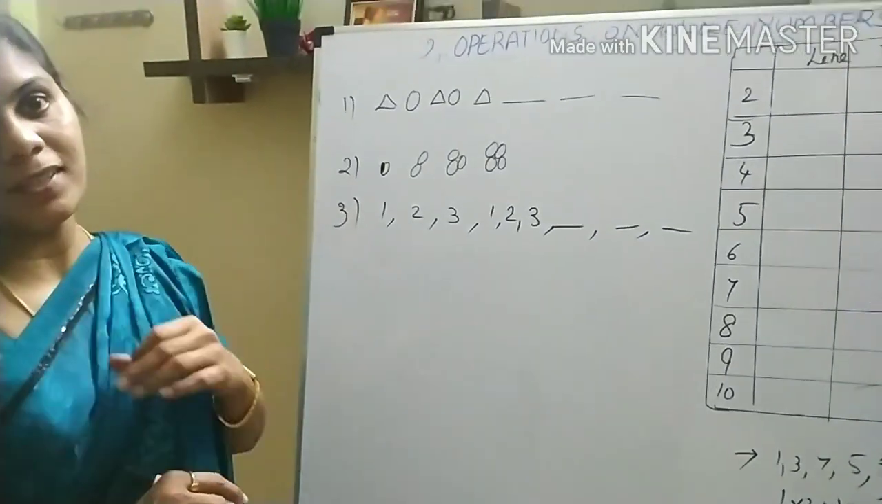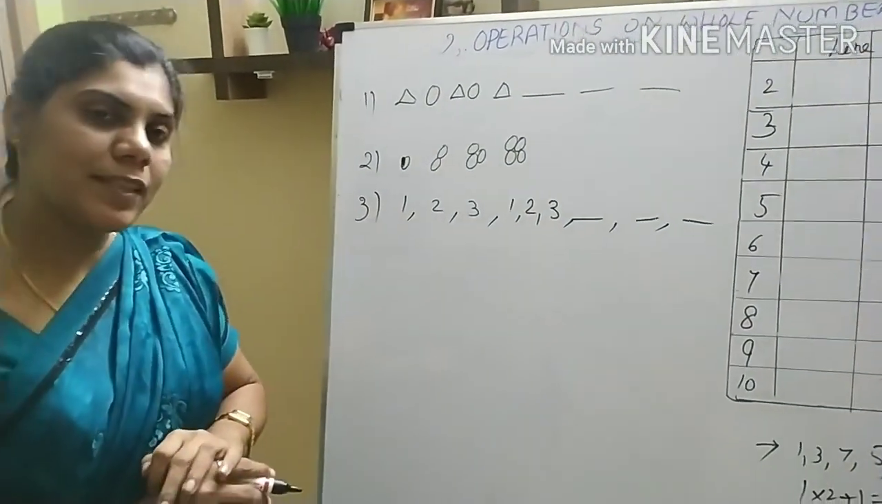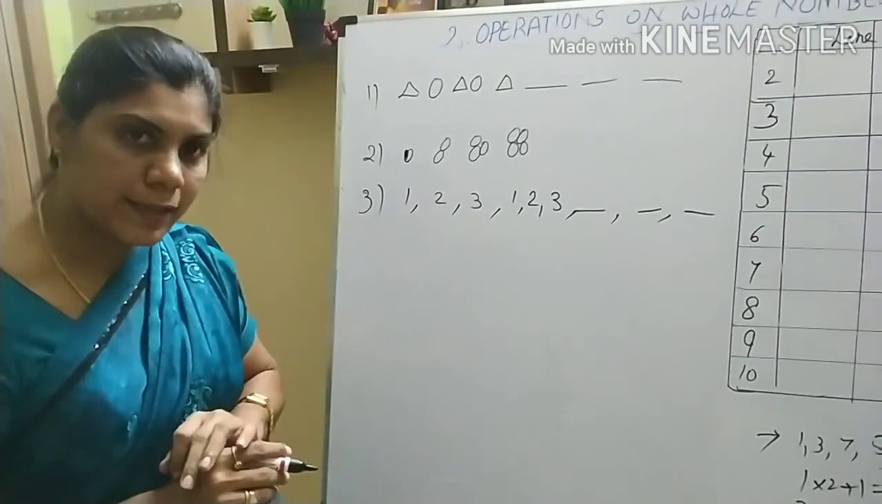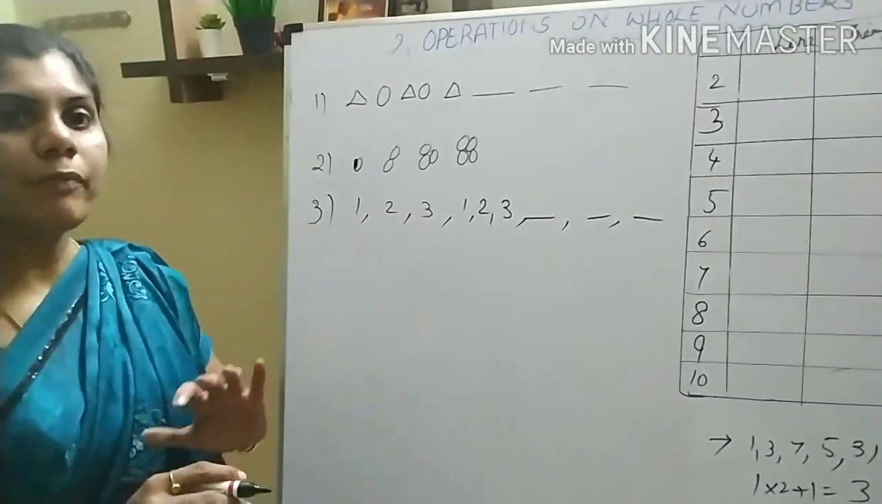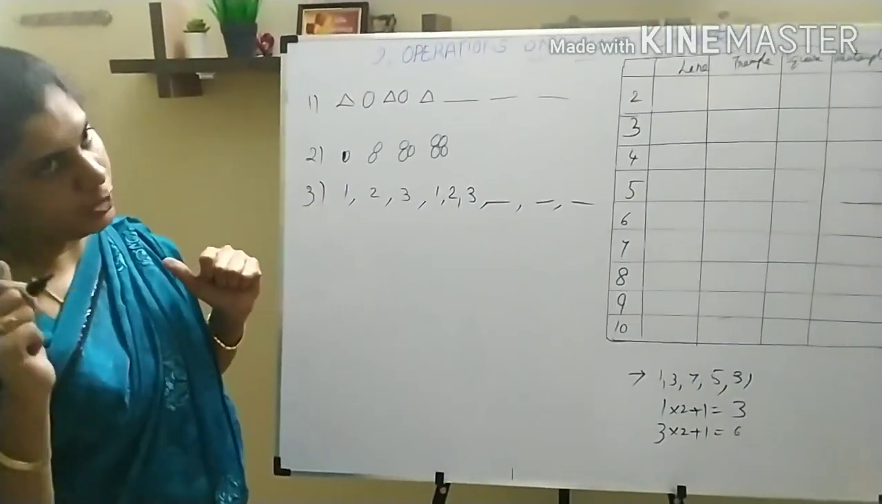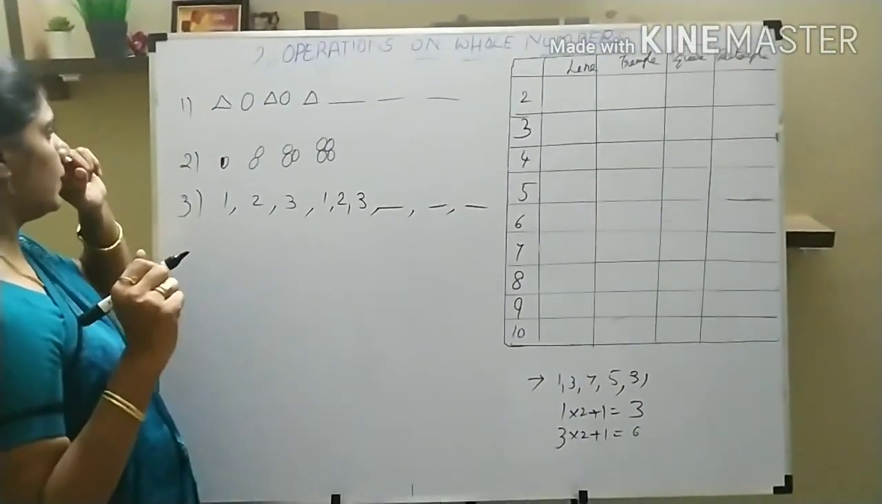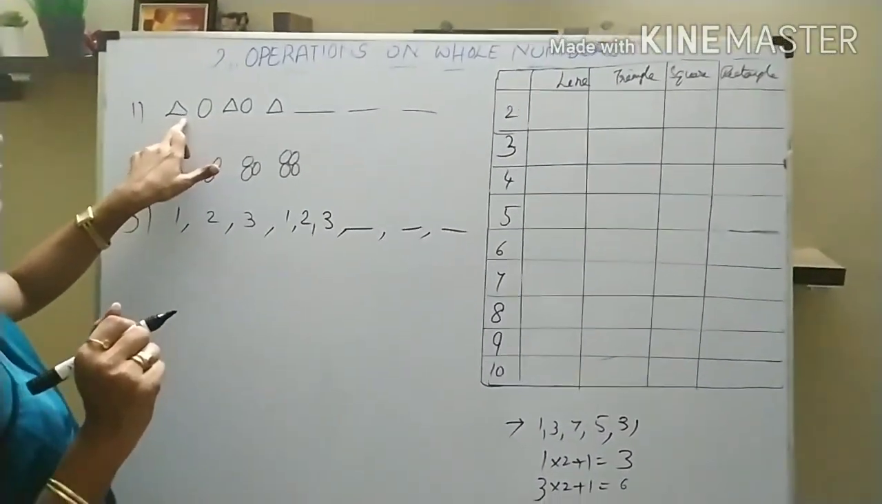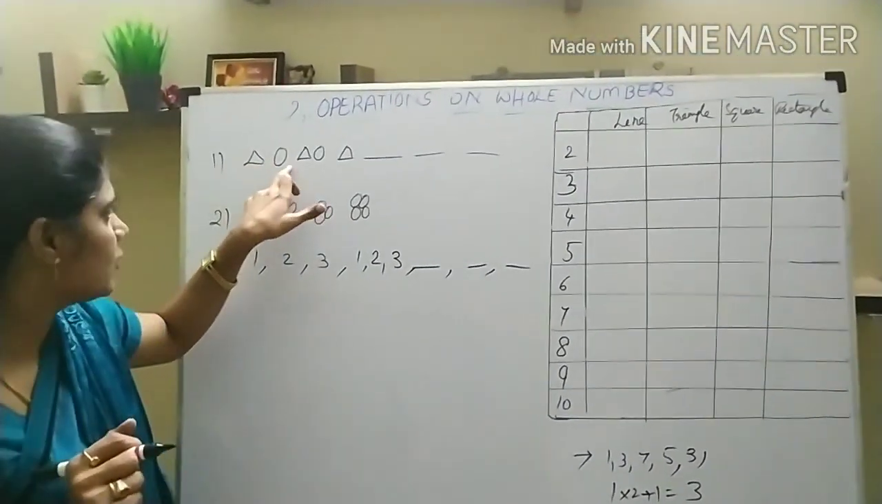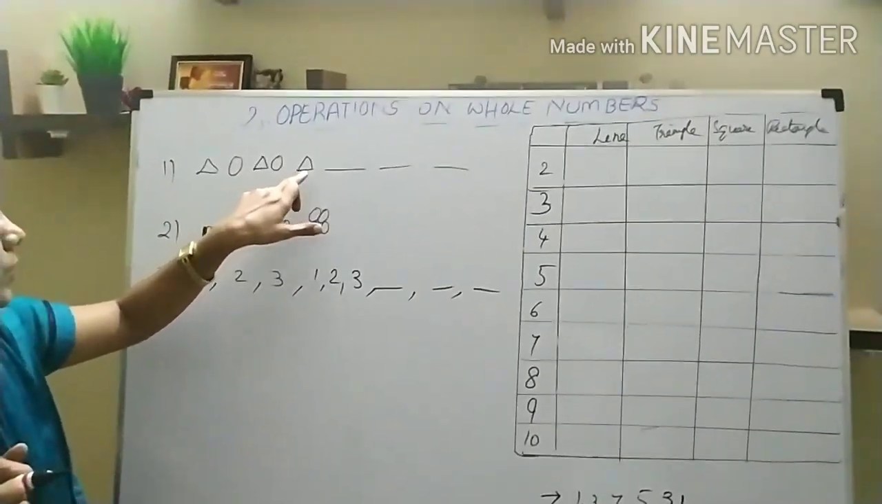Okay, good morning students. Now we will see about patterns. Patterns, how patterns will be like this, and whole numbers. See here, first one is triangle, next 0, triangle, 0, triangle.